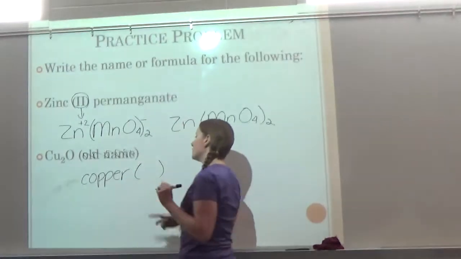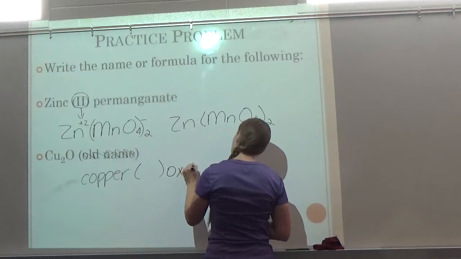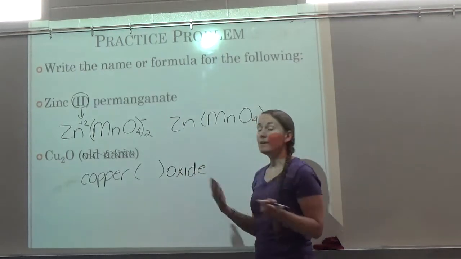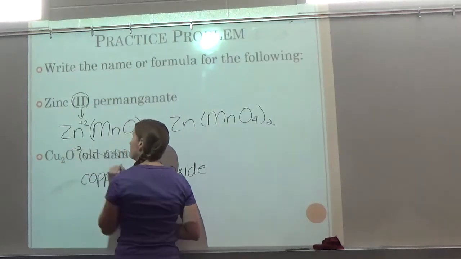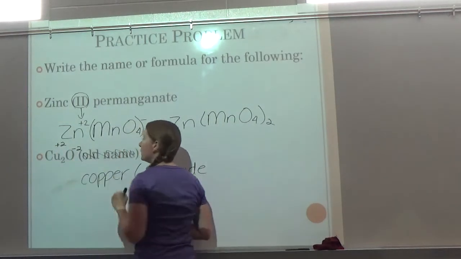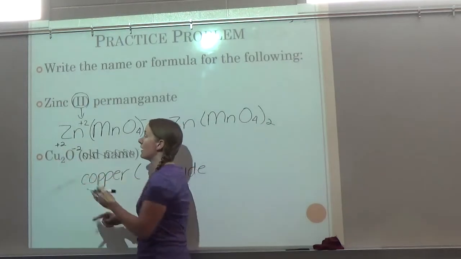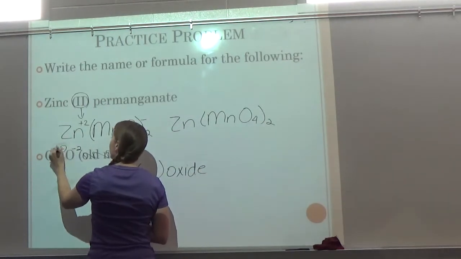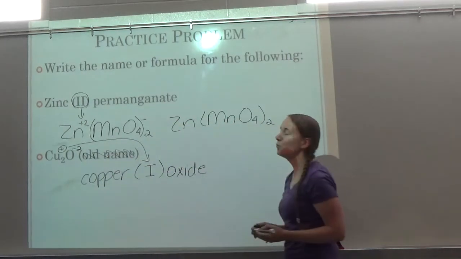I know it's a transition metal, so I'm going to need a Roman numeral, and I know oxygen becomes oxide. So now I've got to figure out what the charge is for copper. Well, I know oxygen's -2. That means I need +2, but we have that splitting situation. +2 divided by 2 means they're each going to be +1. Once I know that, I know it's copper 1 oxide.